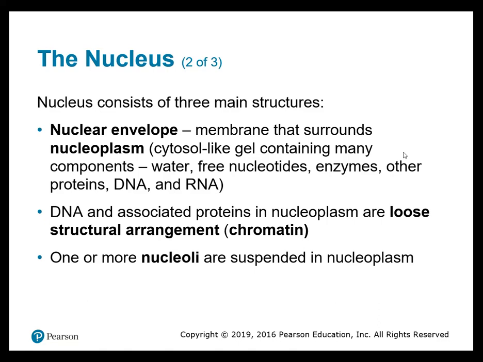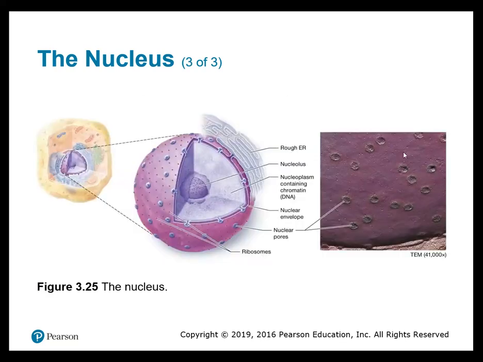We will also have another structure found within the nucleus called the nucleolus. The nucleolus is going to be suspended in that nucleoplasm, and it's going to create ribosomes for us. So here's that image. You can see through the electron microscope the openings, the pores here on that surface.